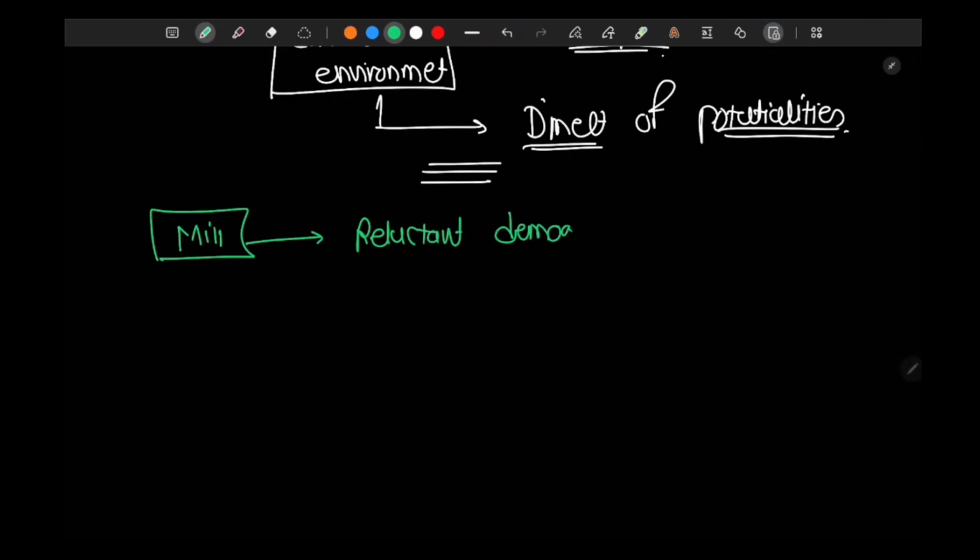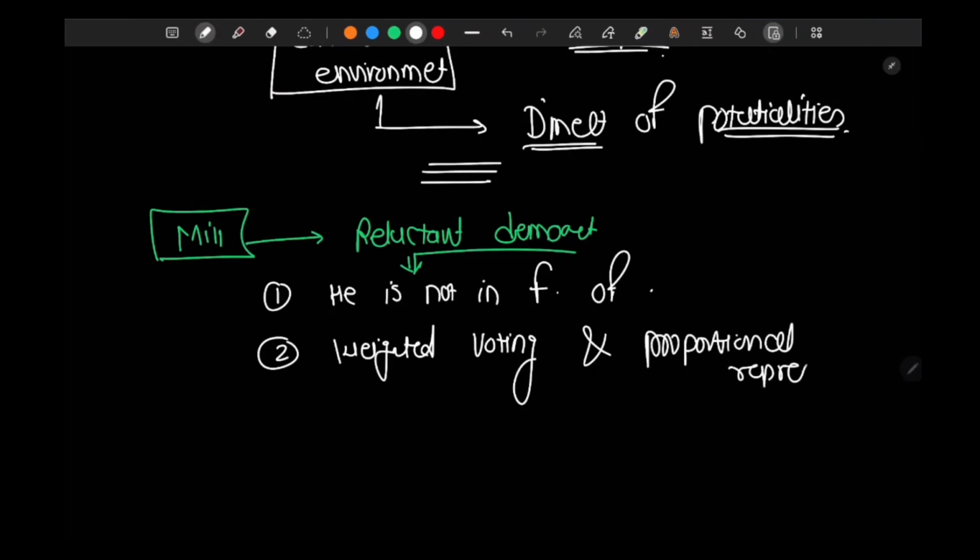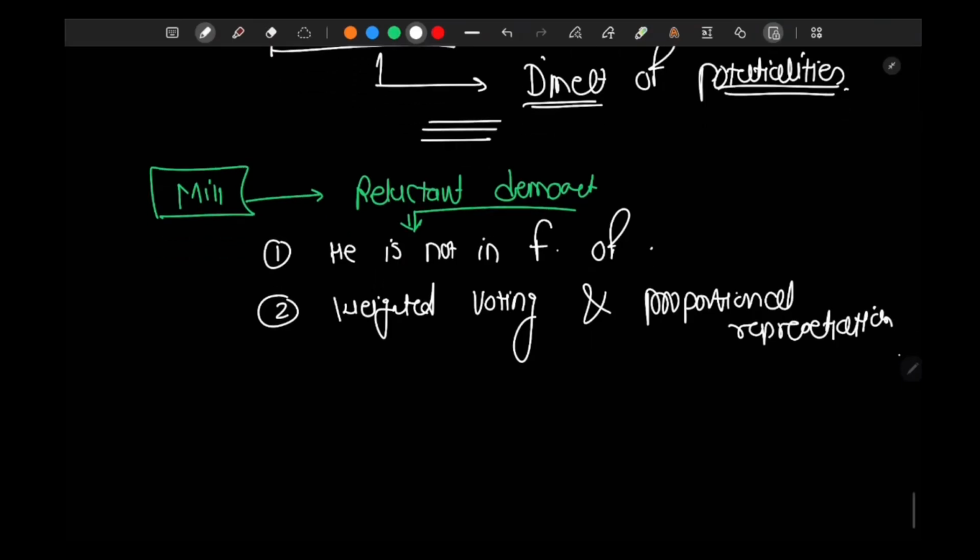Why is Mill a reluctant democrat? Because, number one, he is not in favor of democracy in colonies. He does not want democracy in colonies because for him, for barbarians, benevolent despotism is best. He suggests weighted voting and proportional representation. Why does he suggest weighted voting and proportional representation?